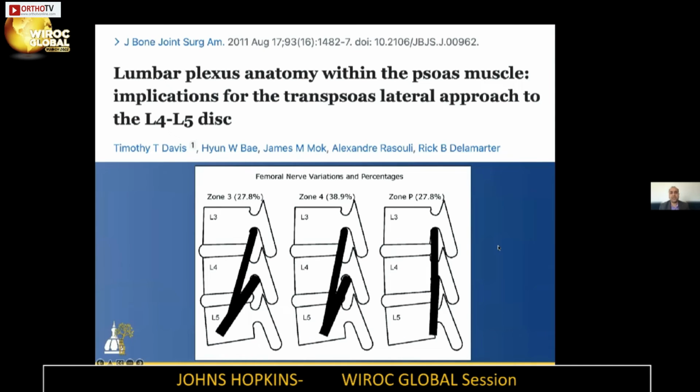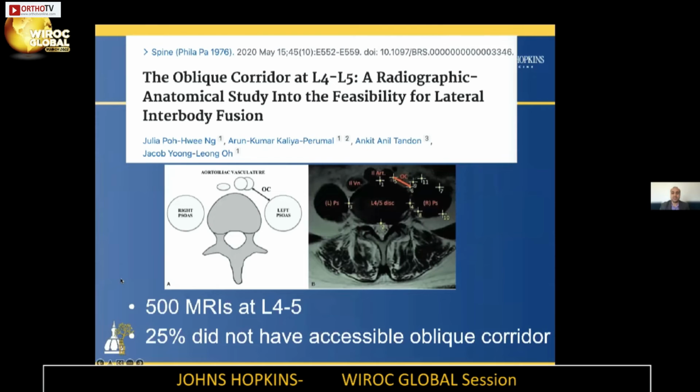A couple of key points about lateral access surgery. It's really important to understand lumbar plexus anatomy within the psoas muscle and understand that there is some variation, especially when you're looking at the L4-5 level. In the majority of cases, the nerve is posterior, but having said that, there are some variants, about a quarter of the cases, where the nerve actually comes more anteriorly. So it's really important to be cognizant of that and use neuromonitoring or other stimulation-based devices to appropriately account for that.